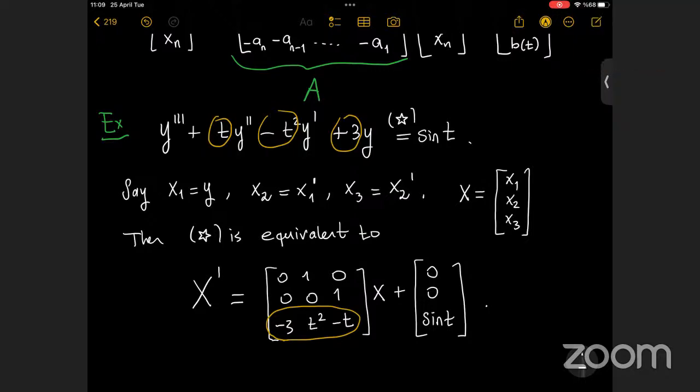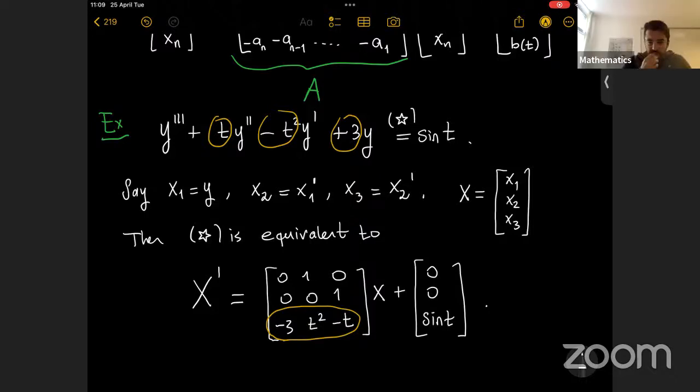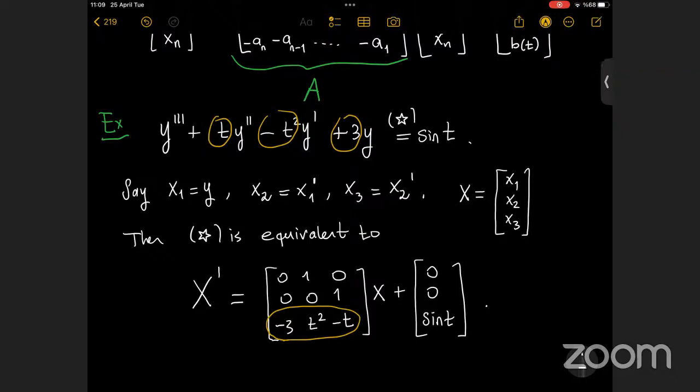Hocam, how do we get x1 equals y? How do we get what? x1 equals y. We choose it like that.